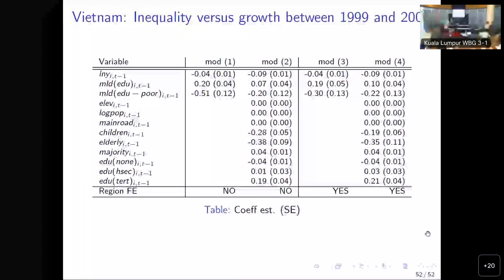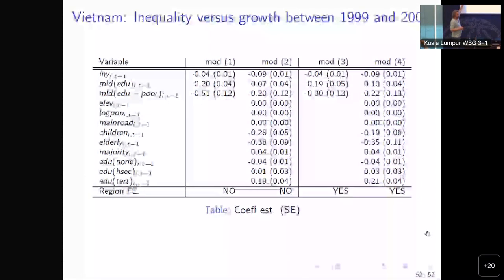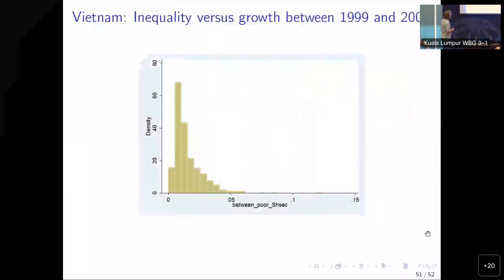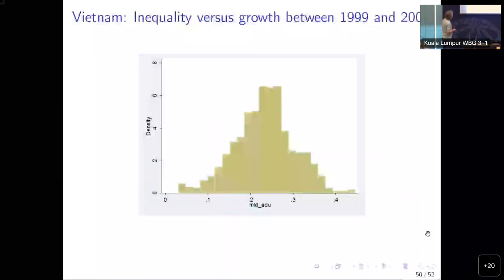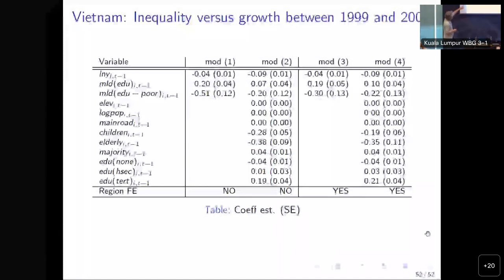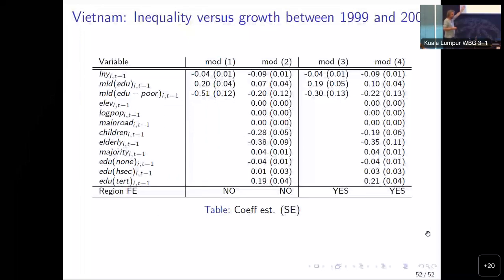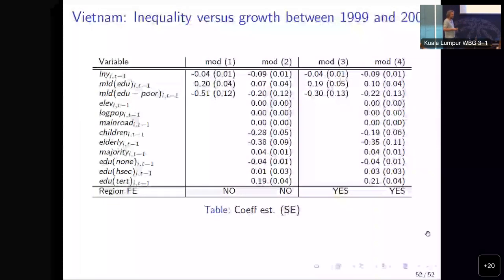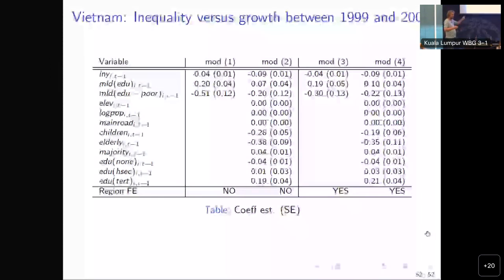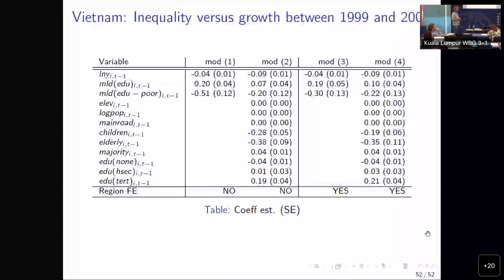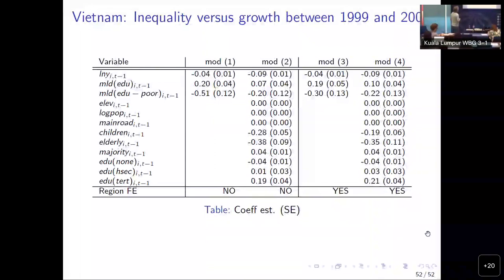Which coefficient are you pointing to? Any coefficient, for example the inequality of opportunity. But then you have to multiply the coefficient with that variable to get the effect on growth. So for example, if you look at MLD education, on average you say 0.2. You have to multiply this coefficient of, say, 0.2 or 0.07 times something that varies between 0.1 and 0.3, and that combined effect is what makes the contribution to growth. It's small, isn't it?